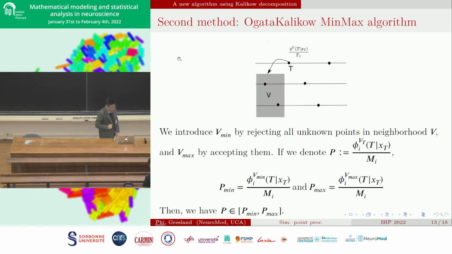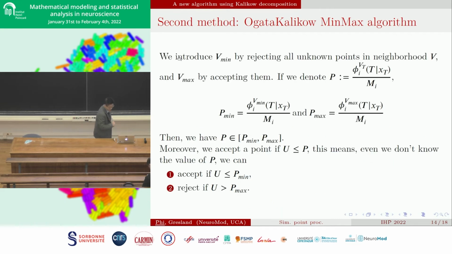So the second method we propose here: you don't know this quantity, so you replace it by an interval. We will introduce a v-min, where we reject all the unknown points in this interval v, and we introduce a v-max by accepting them. So you can introduce p-min and p-max from v-min and v-max, and then p will be included in the interval between p-min and p-max, which you know.